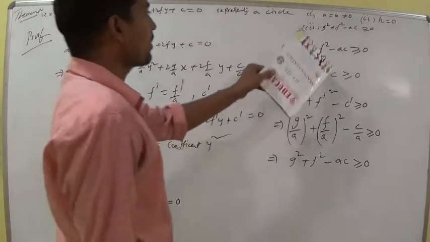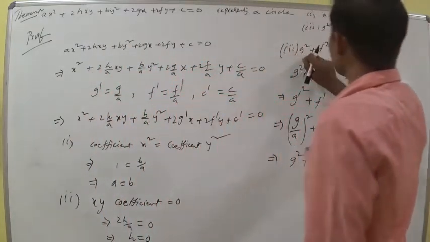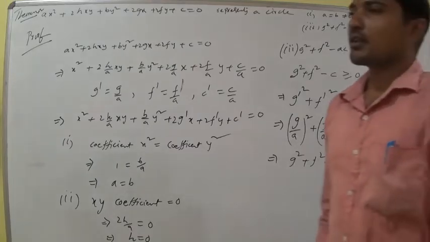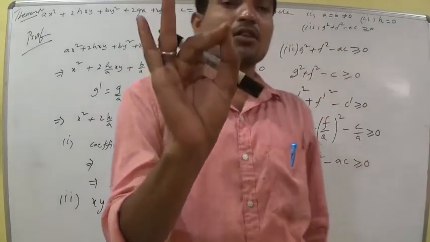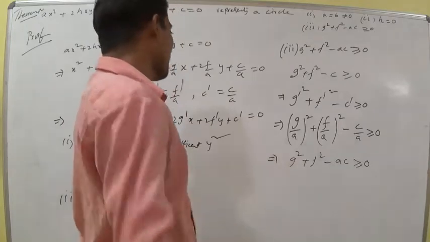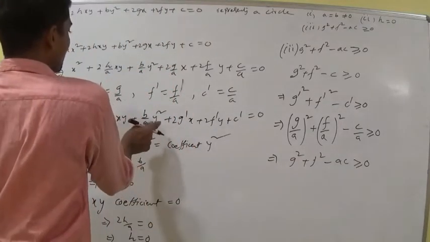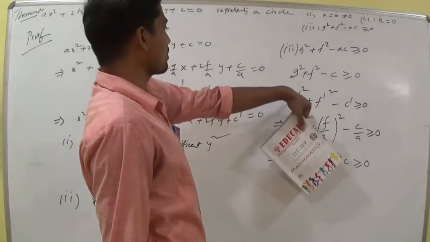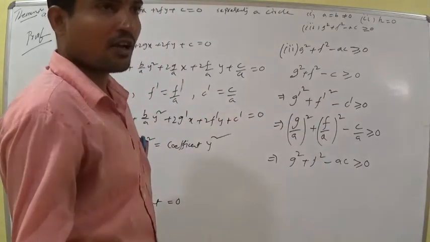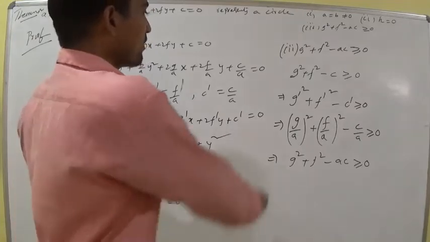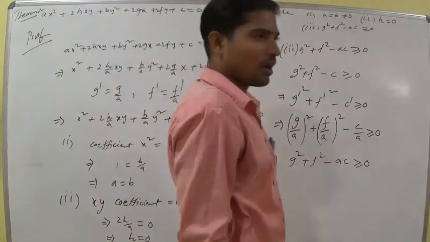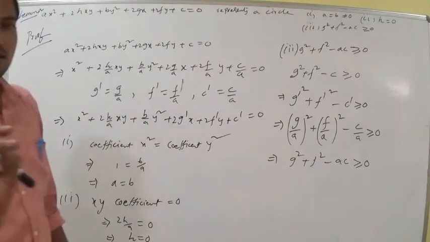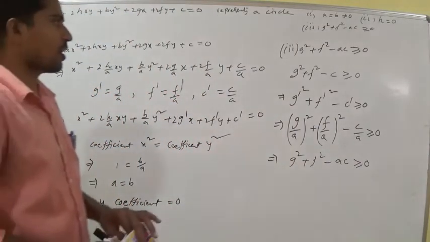That means h is equal to 0. And then I have to prove g² + f² - ac ≥ 0. But I know that the radius is greater than or equal to 0. So according to my equation, g is g', f is f', c is c'. So I substituted the values and finally I came to the result g² + f² - ac ≥ 0. Right.